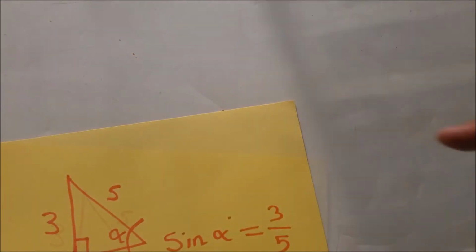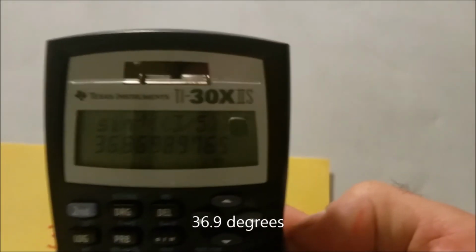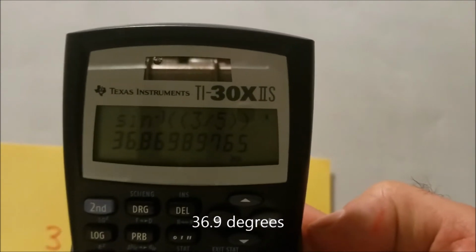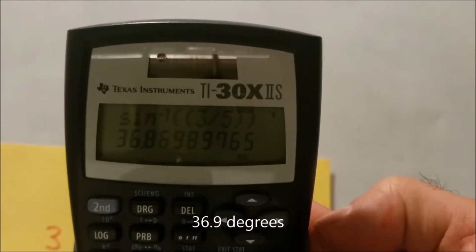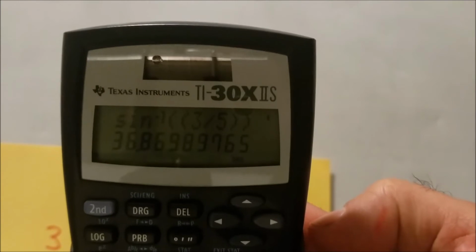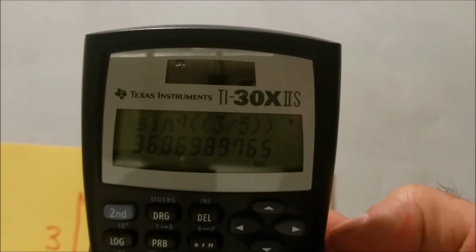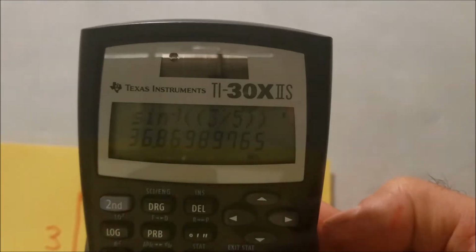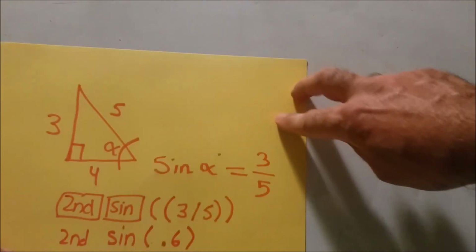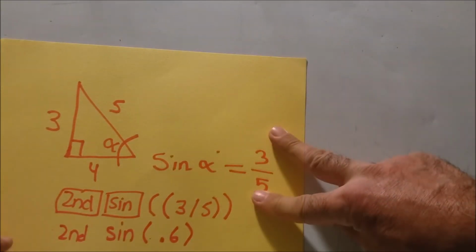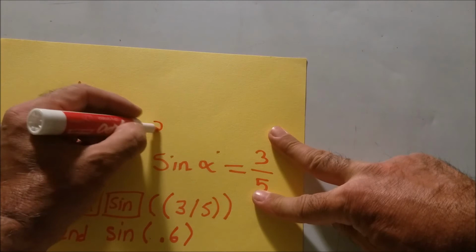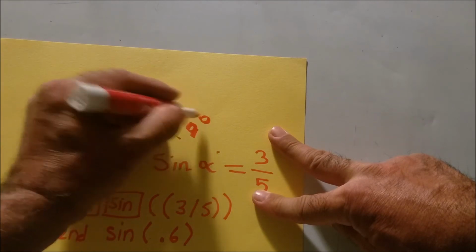Right? So if we punched all that into the calculator, as you can see, it comes up with a degree of 36.8, and so on. You can round it to 36.9 degrees. So now we know that alpha is about 36.9. So we say 36.9 degrees.